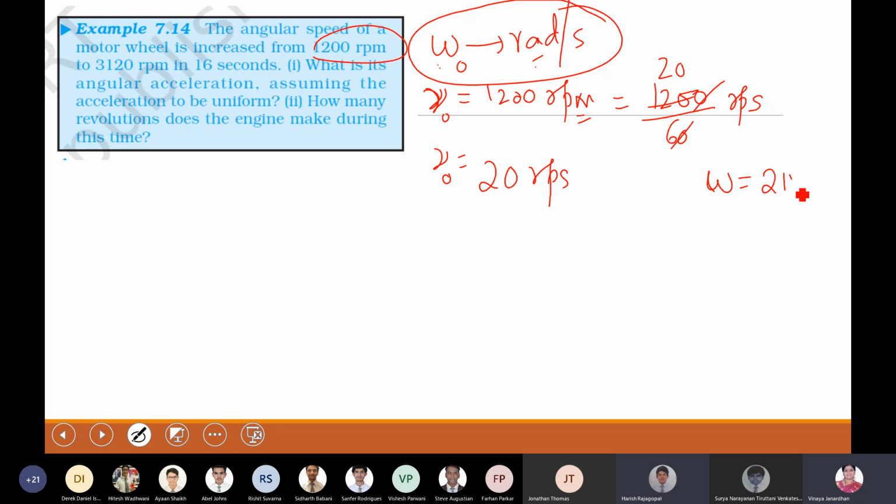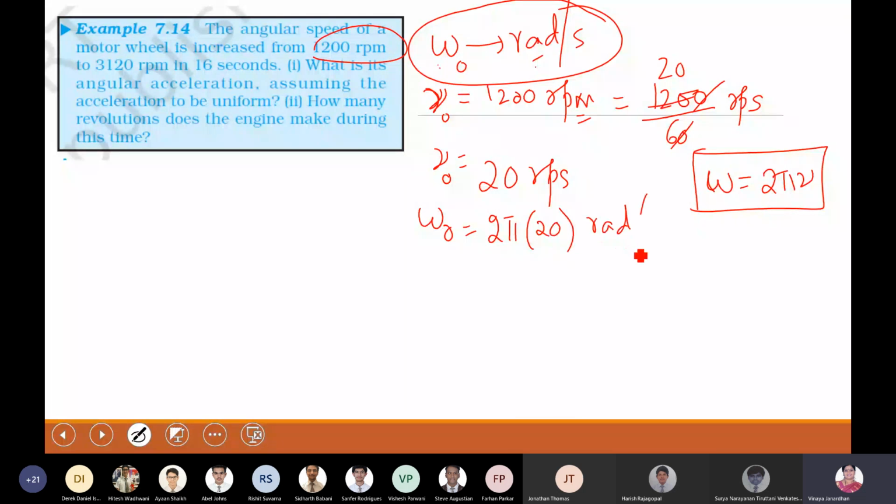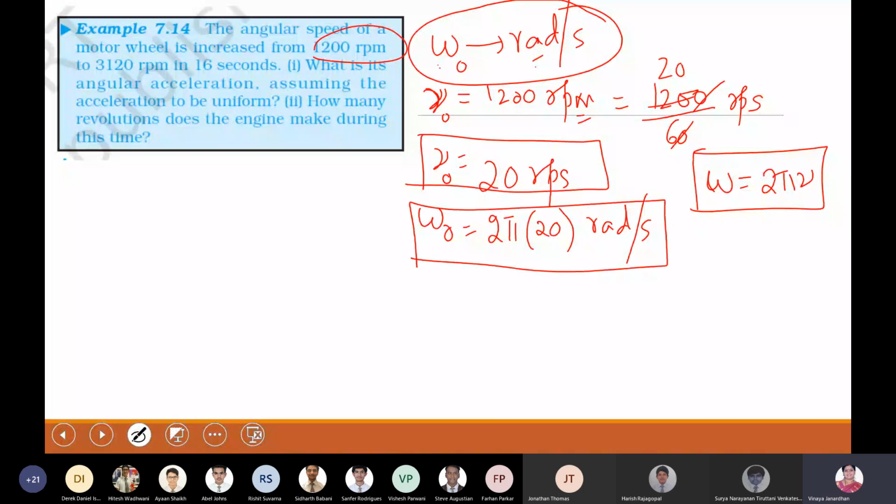Omega is equal to 2 pi nu. You have to multiply by 2 pi. Yes, correct. So omega is equal to 2 pi nu. Therefore, omega naught will be 2 pi into 20 radians per second. So be careful: whenever they specify 1,200 rotations per minute, RPM or RPS, it indicates frequency nu. That you have to convert to angular frequency, or what we call angular velocity. Is that clear, boys? This is the first part of the question.